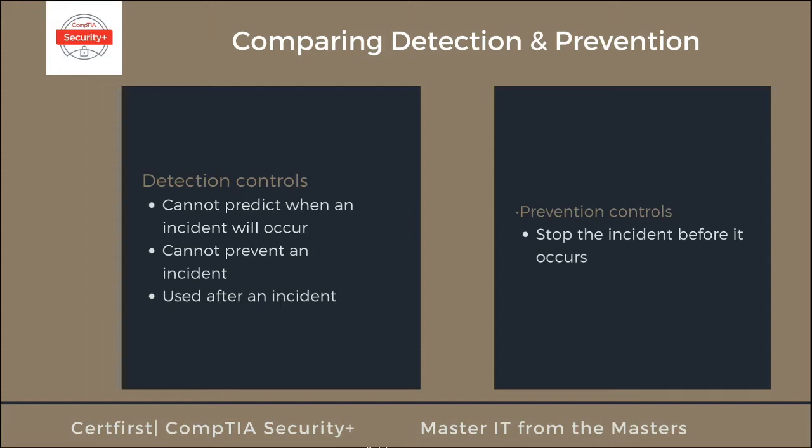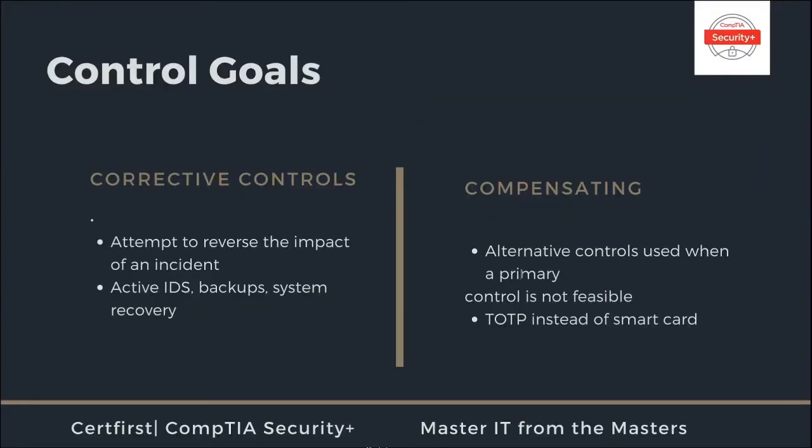Yes, there are some IDSs and IPSs like Snort that are combo devices that can do both, but in the basic terms possible, this is the key distinction. And then we have corrective controls versus compensating controls. So corrective controls, that's when something's already happened. Some incident has already occurred, and we're trying to reverse the impact of it.